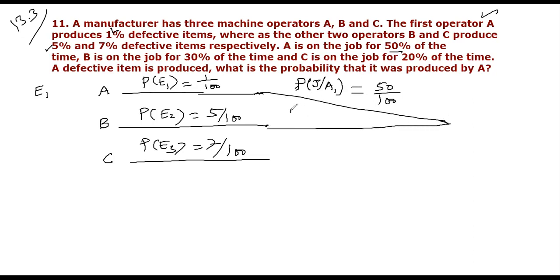Similarly, probability of doing the job by operator B is 30%. So 30 upon 100 is the probability. Similarly, for operator C, the probability is 20%.